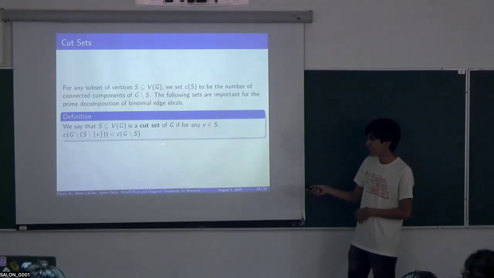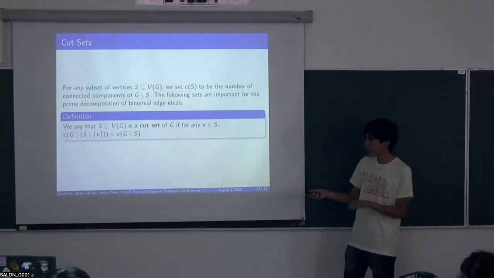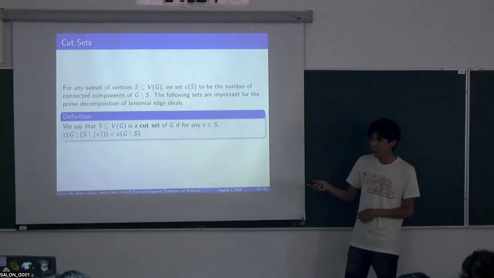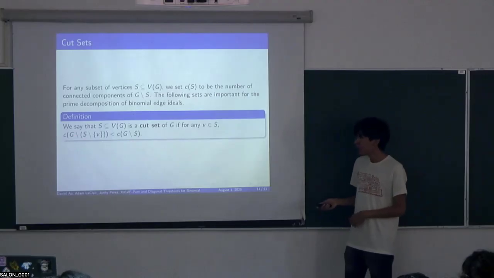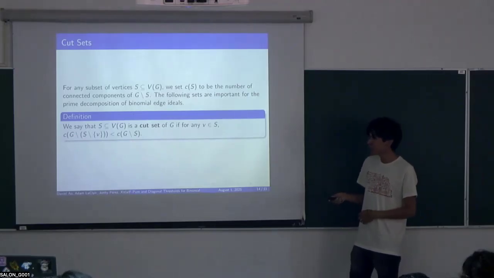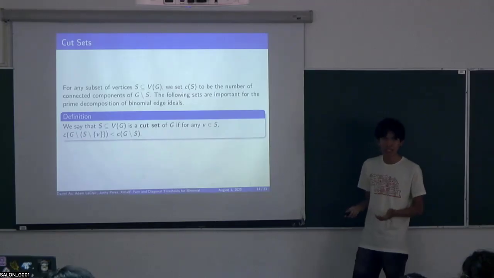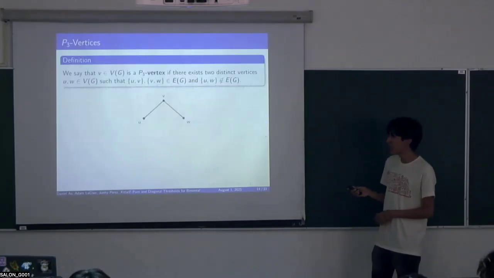So basically, it says that if you remove S and add back any vertex of S, the number of connected components strictly decreases. We were interested in knowing when a vertex is in a cutset, but that's in general hard to determine. But we arrived at a complete characterization of that, and for that we need the next definition.